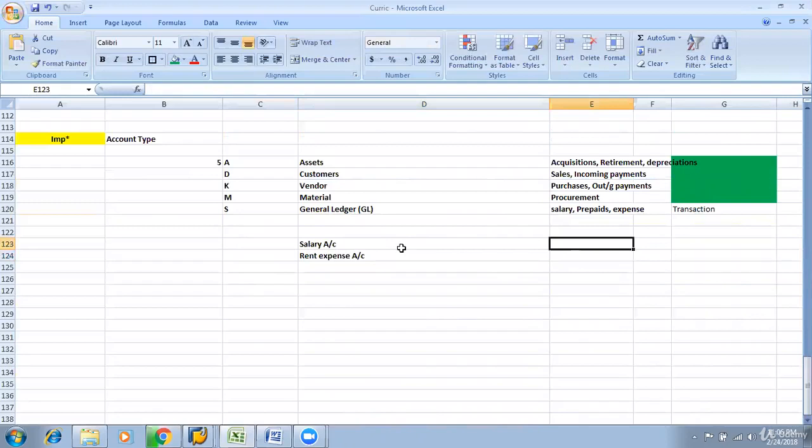In SAP, GLs are basically recognized using a number. It can be any number. We'll discuss it later on. For example, this is 4000 and this is 4001. 4000 stands for salary account and 4001 stands for rent account.